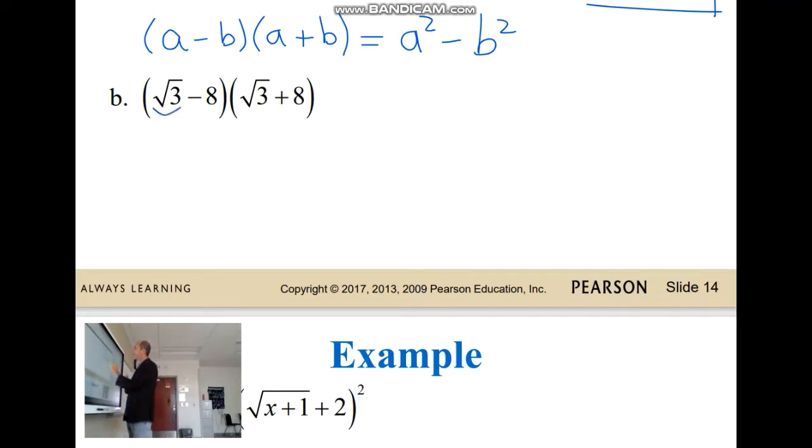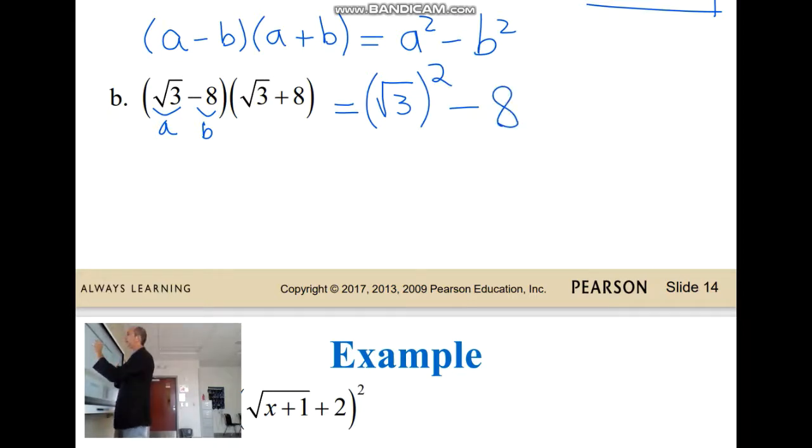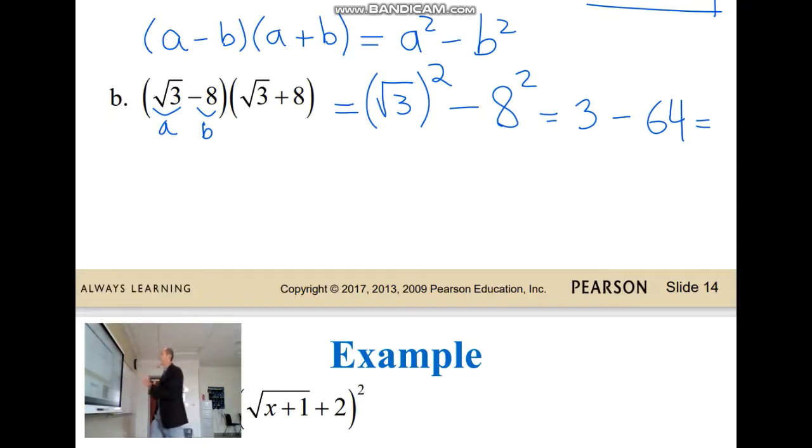Because here you're going to have a, and this a. Square root of 3 is going to be a, and 8 is going to be b. And the result of this is going to be a squared minus b squared. So it's square root of 3 squared minus 8 squared. Okay? Square root of 3 squared is 3 minus 8 squared, which is 8 times 8, 64, right? And finally, the result, negative 3 minus 64, negative 61.